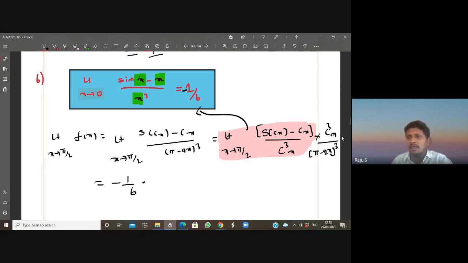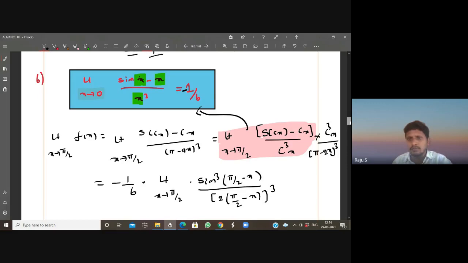Okay. Then cos cube. See, student, now limit x tends to pi by 2. Now if I substitute pi by 2 again, we are going to get 0 by 0. So now I want to simplify cos cube x by pi minus 2x. What I want to do is write cos as sine. Shall I write cos x is sine of 90 minus x? Yes, we can write. Now I want to take 2 common in the denominator. 2 times (pi by 2 minus x) the whole cube.